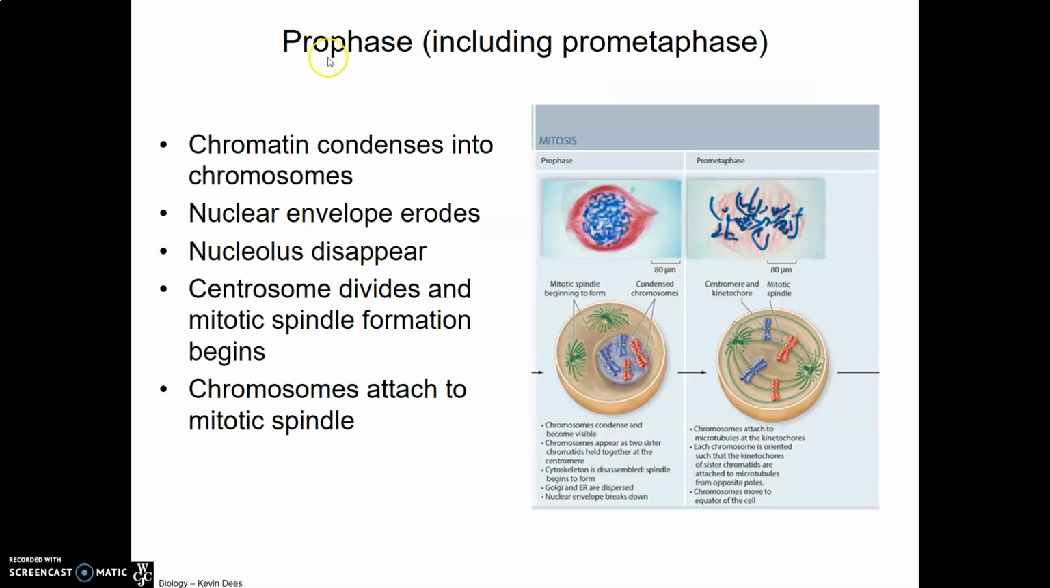As the cell gets ready to divide and we enter the prophase portion, our chromatin is going to condense into these chromosomes. And so you'll see the genetic material become shorter and thicker. The nuclear envelope is going to start eroding, and this takes our perfectly spherical round nucleus and allows it to become somewhat oval in shape. The nucleolus will begin to disappear, the centrosome divides, and we begin to see the formation of the mitotic spindle fibers here that these chromosomes will begin to attach to.